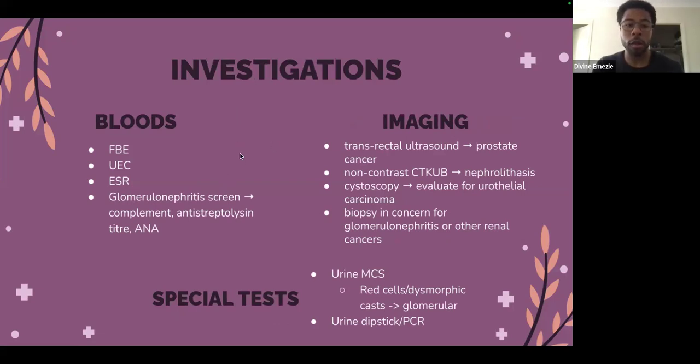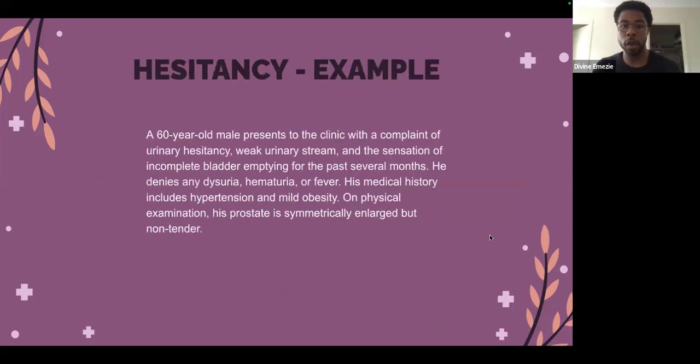So we have FBE, UEC, ESR, glomerulonephritis screen. For imaging, we think about our differentials and we choose the imaging most likely for that differential, or the other sort of workup pathway, depending on what it is. And finally, special tests: you're quite commonly using urine MCSs and dipsticks, PCRs for, again, thinking about infection, quantifying the blood, etc. So this is the kind of thing I've done for some of the other presentations. Again, here's an example with hesitancy.